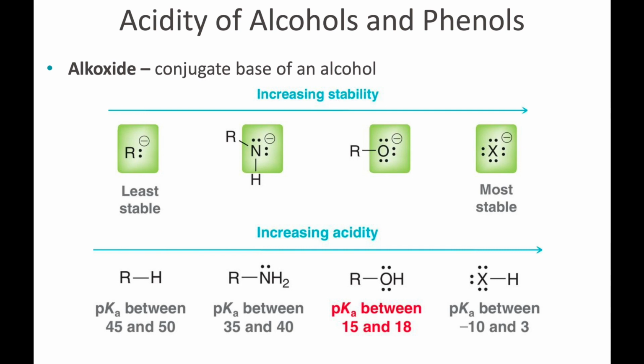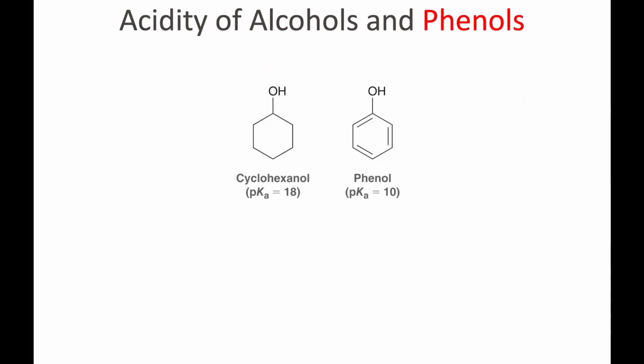And you see there the pKa of an alcohol is between 15 to 18, whereas an amine is between 35 and 40. And one key difference between an alcohol and a phenol is in their acidity. Notice that these two molecules have a similar structure, except the phenol has a benzene ring, and with that aromatic ring, it increases the acidity of the hydroxyl group. So cyclohexanol here, for comparison, has a pKa of 18, whereas phenol has a pKa of 10, so millions of times more acidic than a regular alcohol.